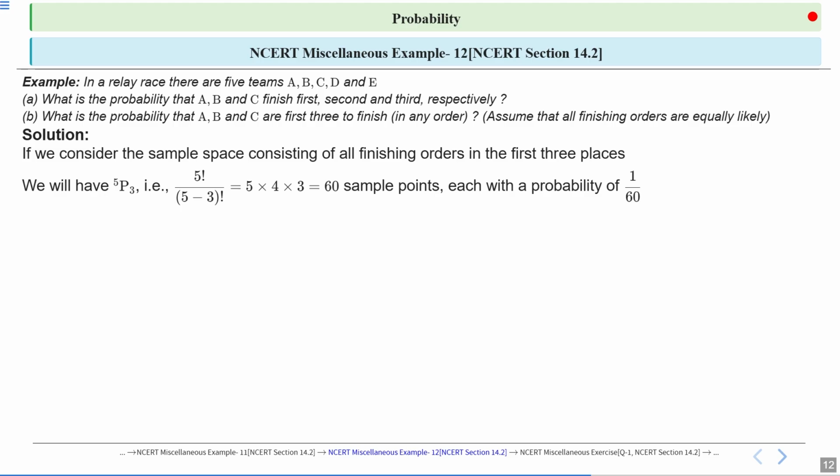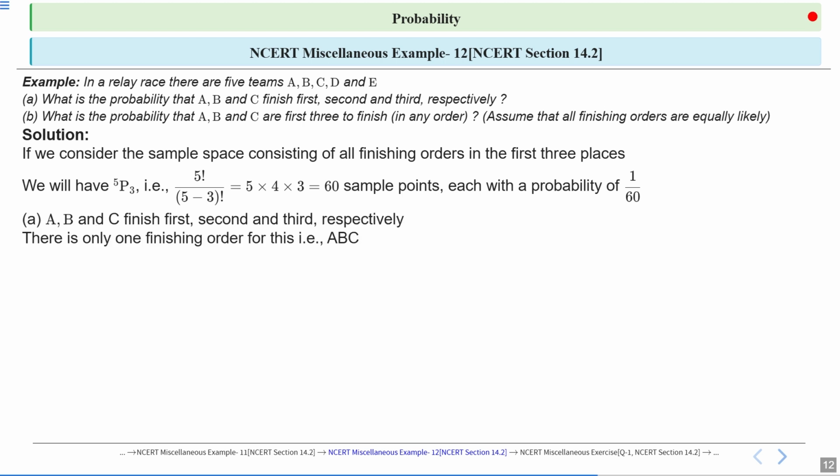Why? Because all finishing orders are equally likely. Equally likely means all finishing orders have an equal chance to occur. So we have 60 sample points, and the probability of each outcome will be 1 by 60. Now we will find the probability that A, B, and C finish first, second, and third respectively. There is only one finishing order for this: A will finish first, then B second, and C third. So this is only one finishing order, and it is A, B, C.